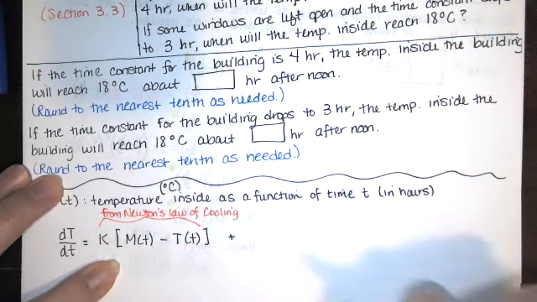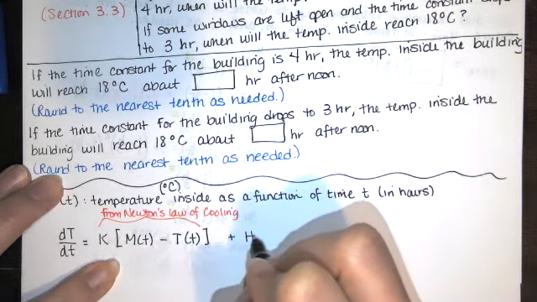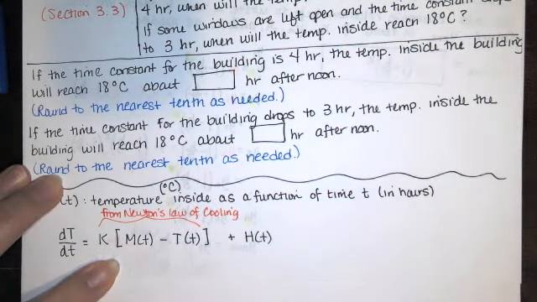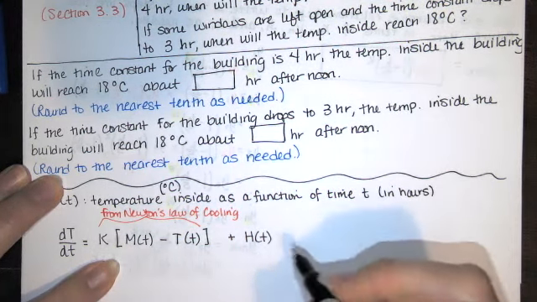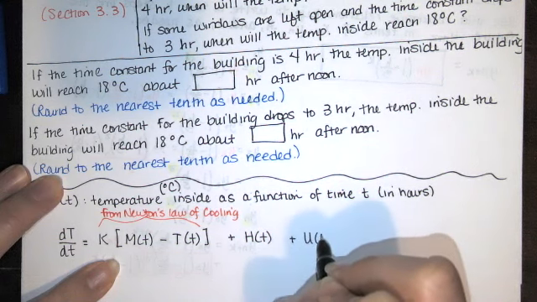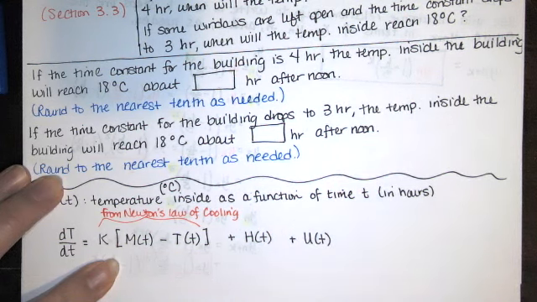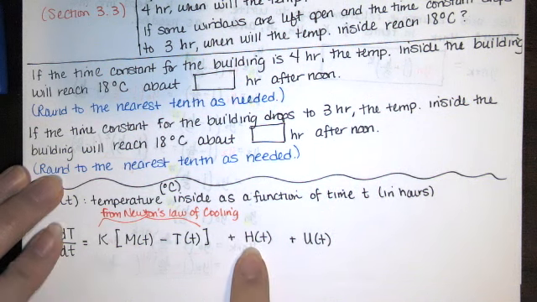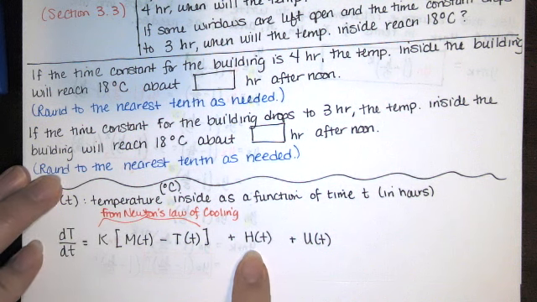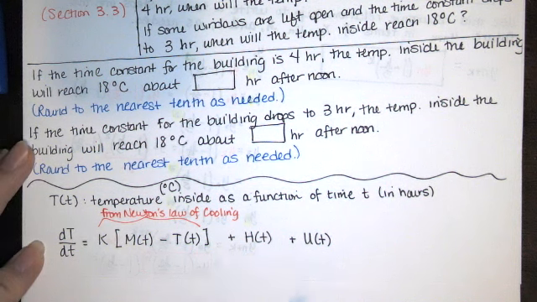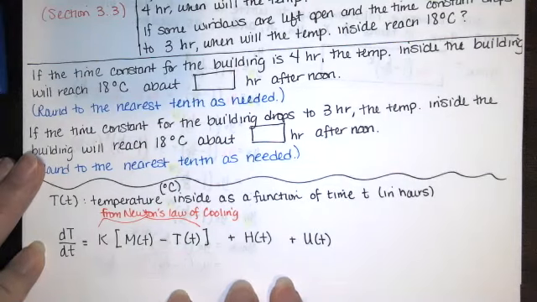Other terms that affect the rate of change of temperature are the heat generated inside the building, which we'll denote by H of T, that's the notation used in our book, plus any heat generated or cooling generated by either a furnace inside the building or an air conditioner inside the building. So this H of T is heat generated inside the building due to things like people and lights and machines and things like that that are inside. This is some extra heat or extra cooling that was added by either a furnace or an air conditioner.